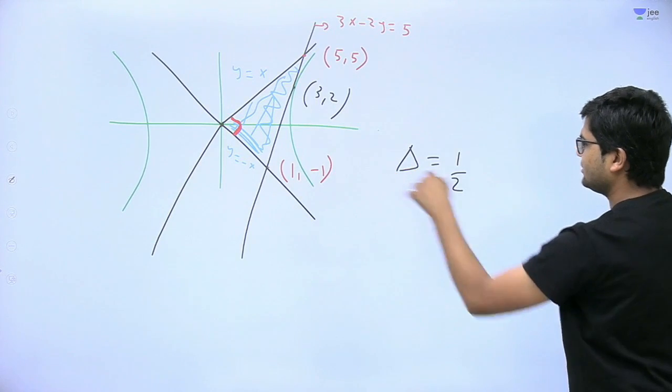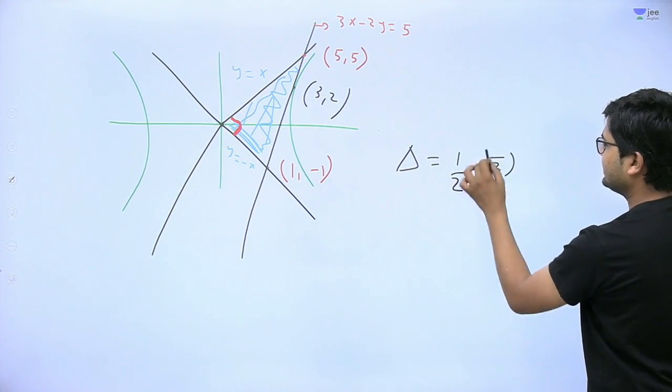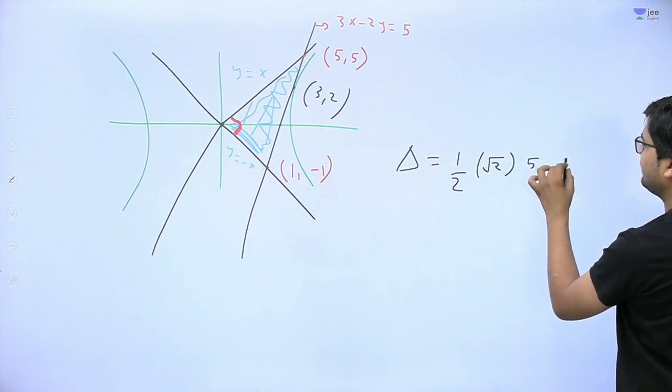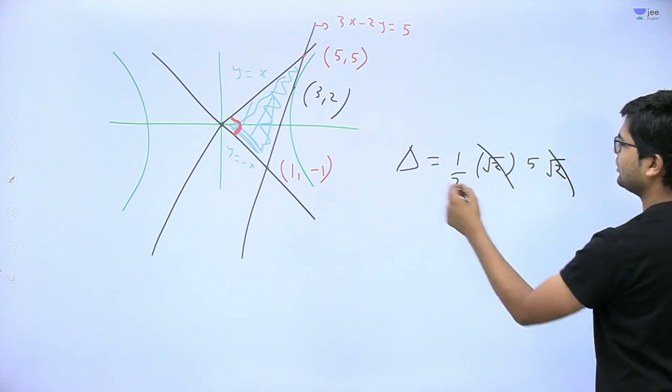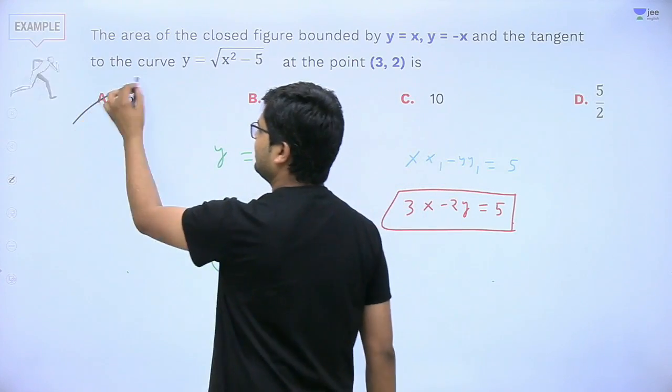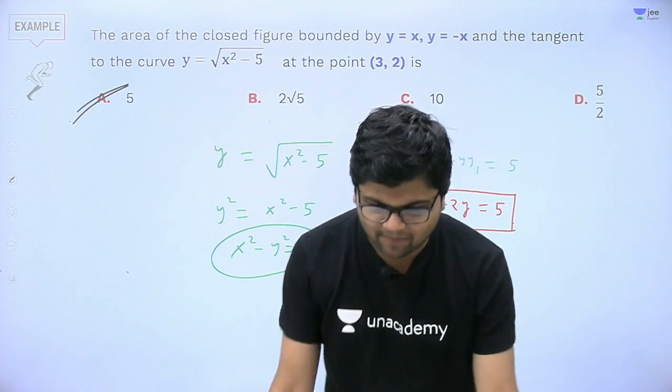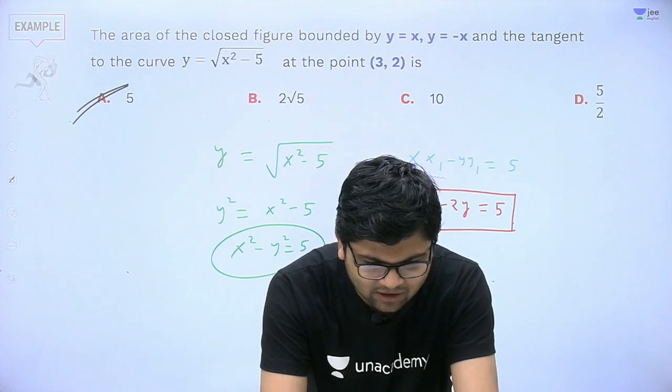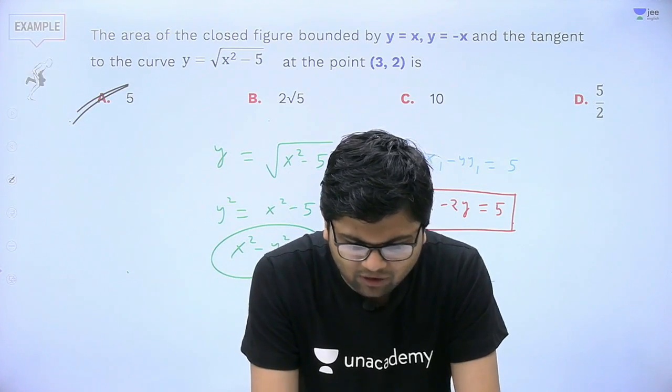So this base length will be root 2 and that height length will be 5 root 2. Now root 2 times 5 root 2 is 10, and half of it, so delta will come out to be 5. So the answer will be A. Very good. Getting everyone? Wonderful, wonderful.